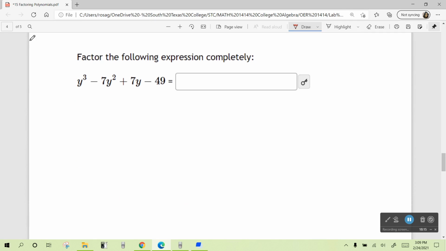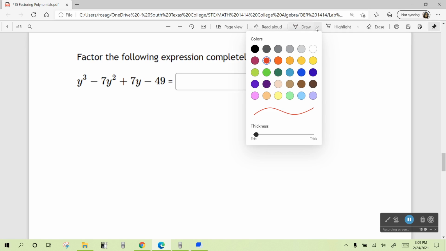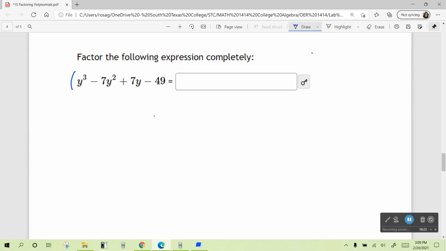This one is 4 terms. When it comes to 4 terms, what you're going to do is group them. I'm going to group the first 2 and I'm going to group these 2. And I'm going to look at this. What is the greatest common factor there?